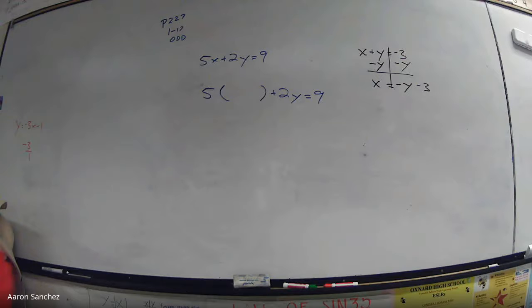Negative y minus 3, yeah. And then can you solve it? You multiply everything by 5. And then try to solve it once you get it. Maybe you probably just went ahead and started solving it, right?